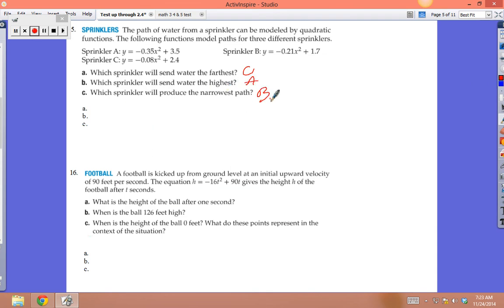Okay, 16. A football is kicked from the ground at an initial velocity of 90 feet per second. So here's the equation. H is height in feet, T is time in seconds. So after 1 second, probably the easiest thing to do is just plug 1 in for the seconds. So 1 squared is 1, so it's negative 16 plus 90, which is 74. If you plug 1 in to do the math, it's going to give you a 74.